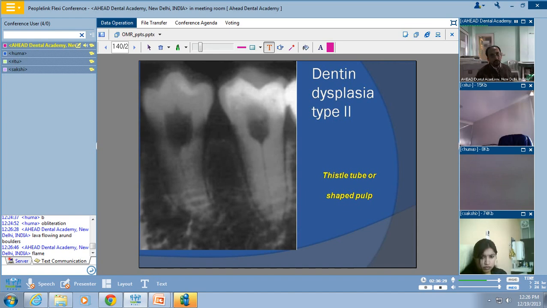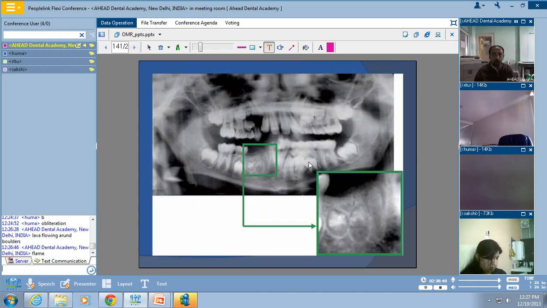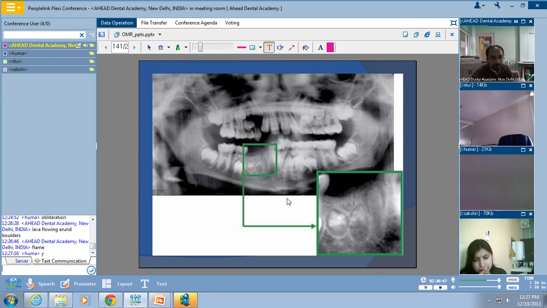Okay, should we go on? Any doubt? What do you think this condition is? Is it amelogenesis, dentinogenesis, or none of the above? What do you think this OPG is actually representing? In fact, I have detailed it to ensure that you can easily make out which condition I am talking about.